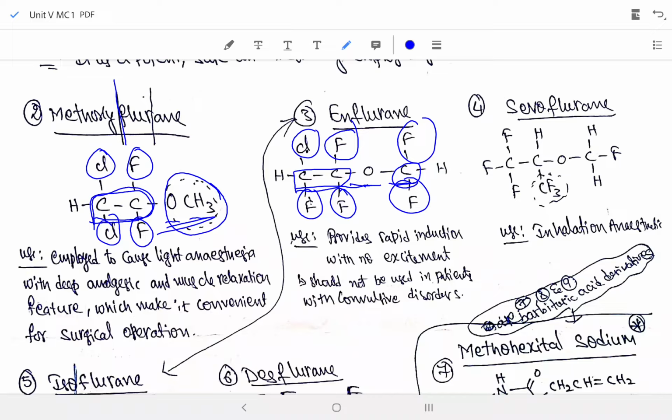Right. Then sevoflurane is having CF3 on the second carbon. Okay. Then isoflurane is similar to the structure of Enflurane. Here the difference is the attachment of chlorine.